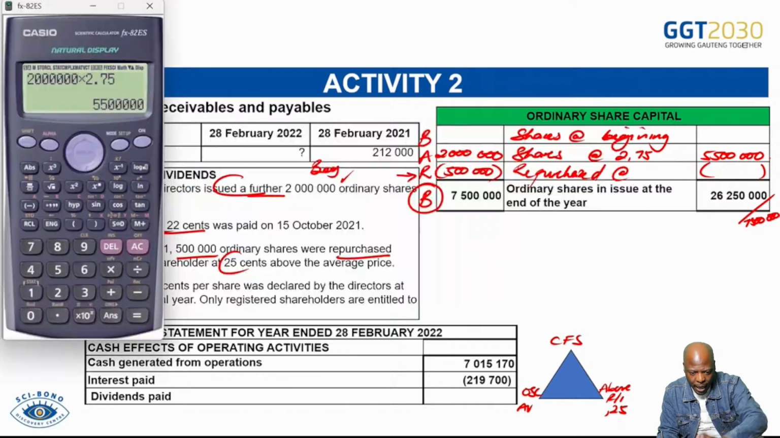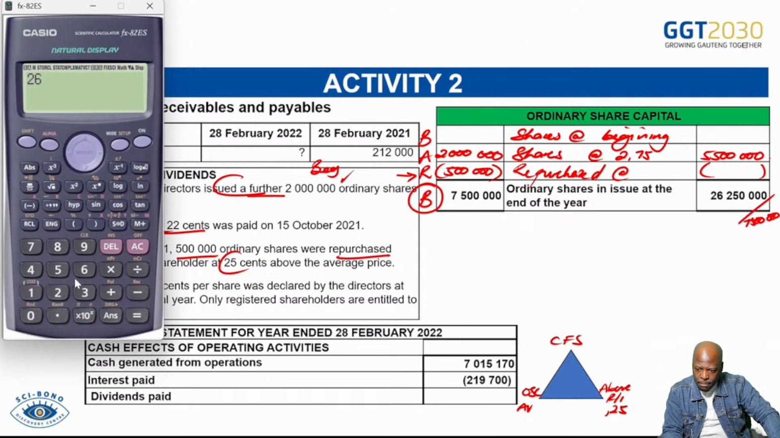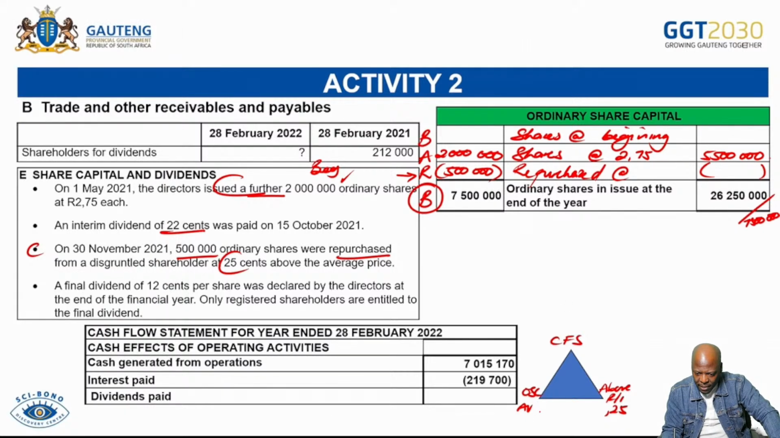Okay, so I'm coming here and I'm saying 26,250,000, Mr. Simbi. Then you divide that by 7.5 million, and that is going to give you an average price of 3.50 Rand. So my average price here is 3.50 Rand. I was able to get the average price because I know that if I look at the B closest to my repurchase, that can give me my average price. And my average price here is 3.50 Rand. Okay, so I can now say my repurchase price, average price is 3.50 Rand.